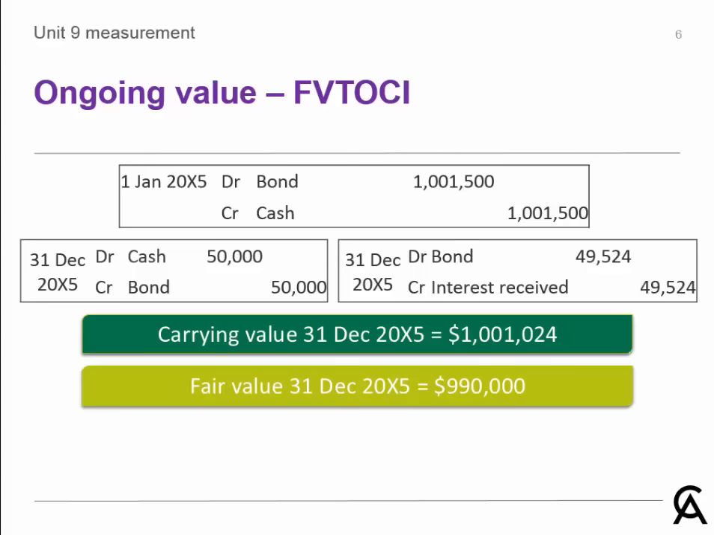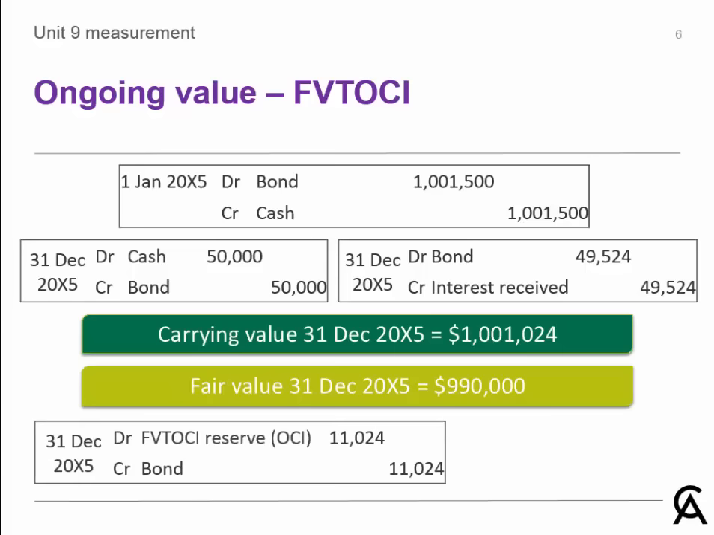Let's say the fair value of the bond at 31 December 20x5 is $990,000. Compared to the carrying value of the bond at that date, this is a reduction of $11,024. The journal for this will be to debit fair value through other comprehensive income reserve in other comprehensive income and credit the bond for $11,024. The fair value through other comprehensive income reserve will be displayed in the statement of comprehensive income as an item that may be reclassified subsequently to profit or loss.